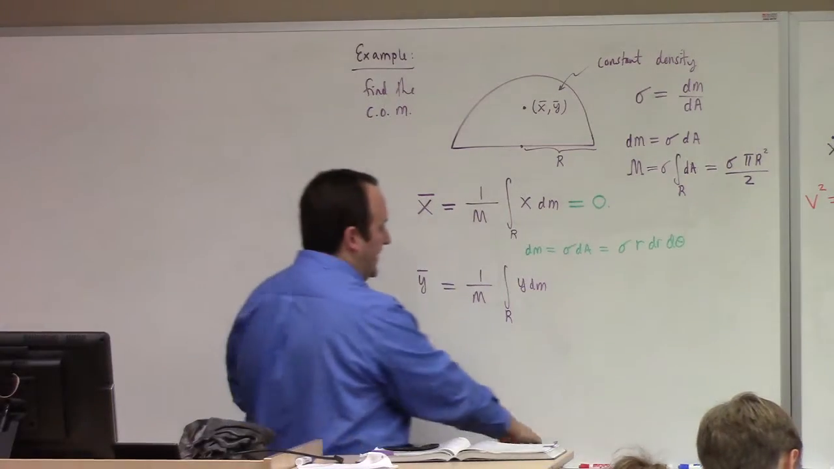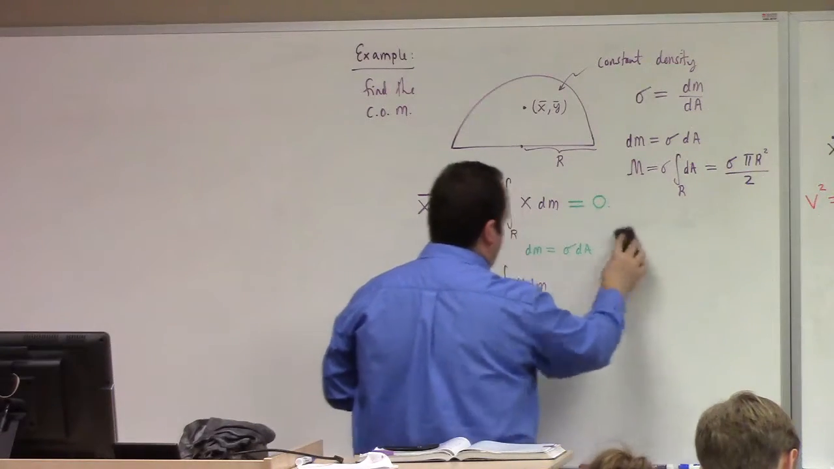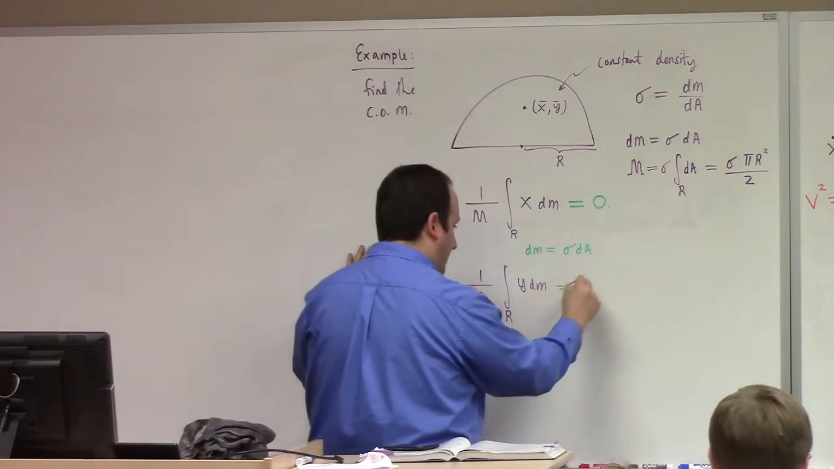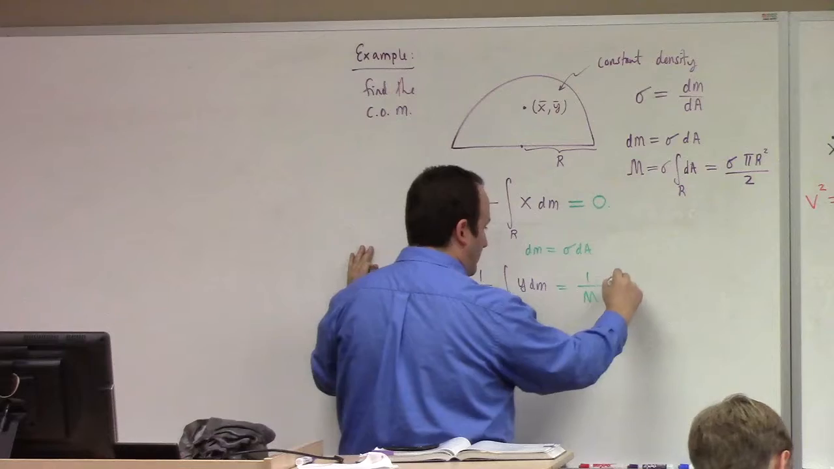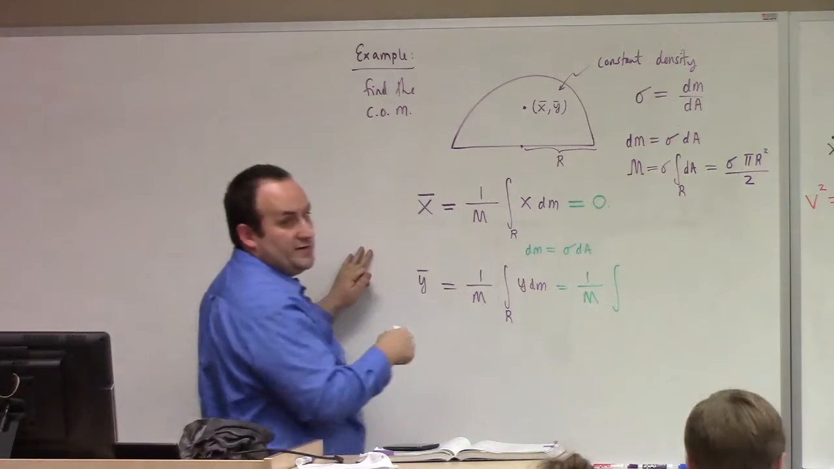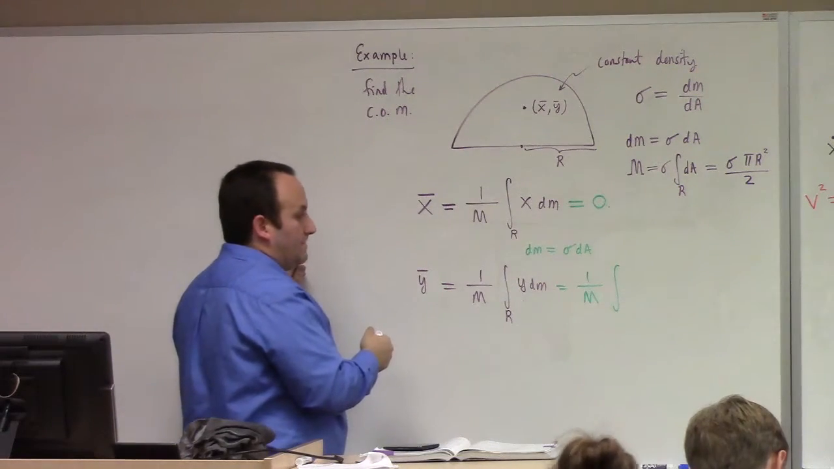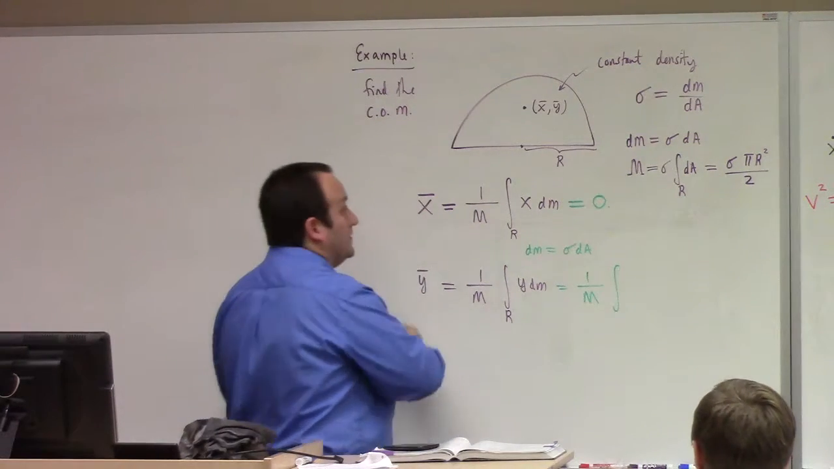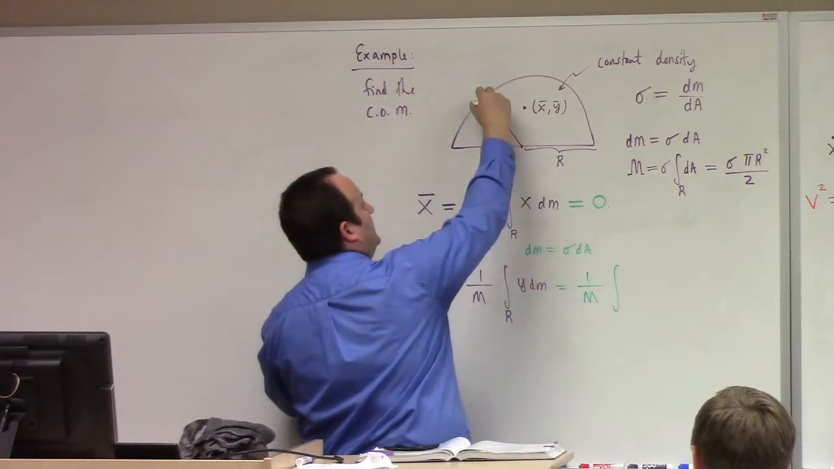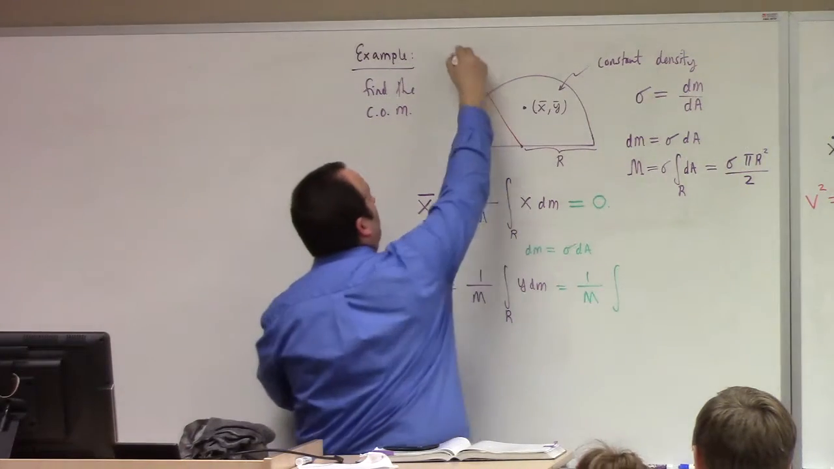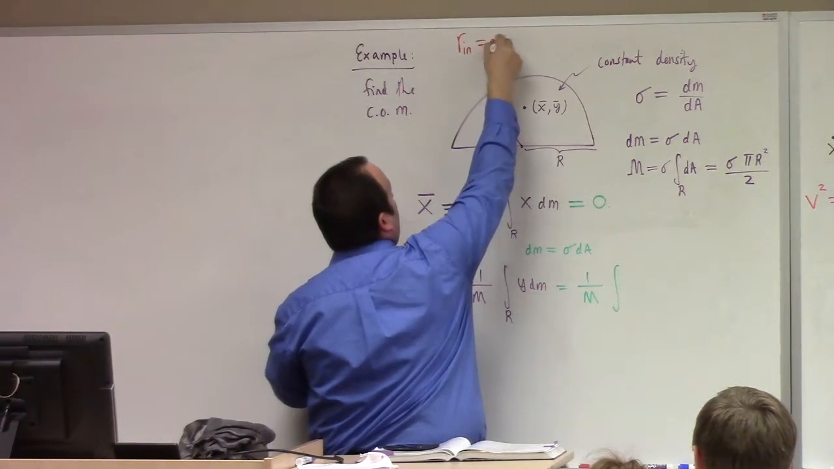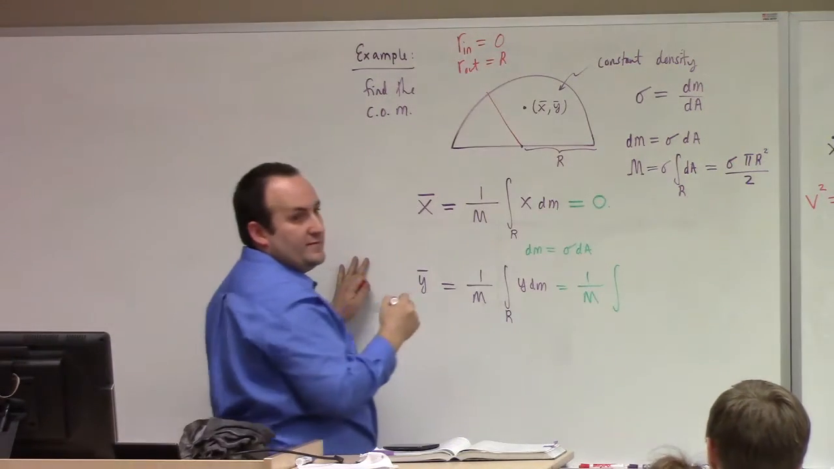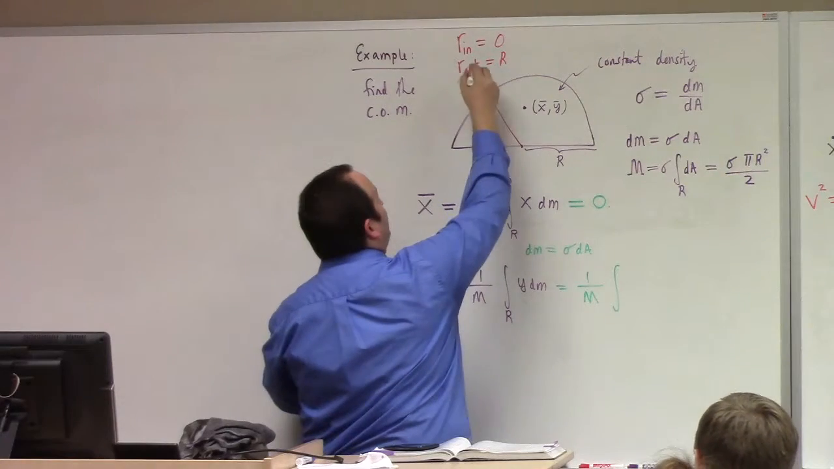I'll tell you what, let me leave it as dA, sigma dA. Okay, so in polar coordinates, what's this look like? What is this region in polar coordinates? You draw the line out here. What's the inner radius? 0. What's the outer radius? R, right? This is a very boring polar region, isn't it?